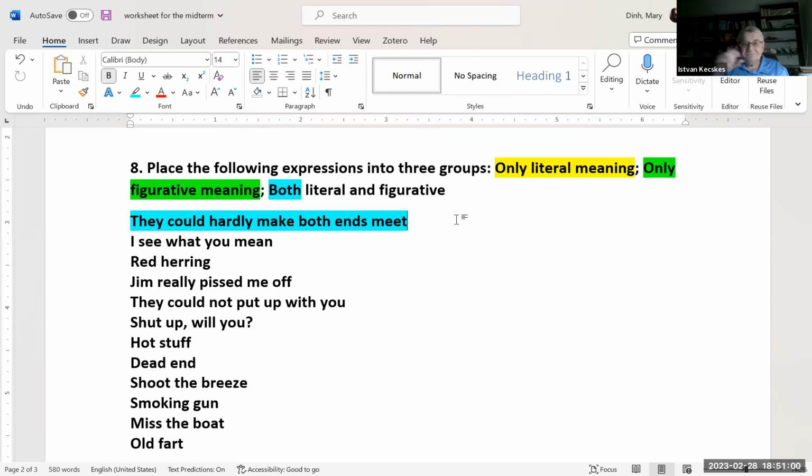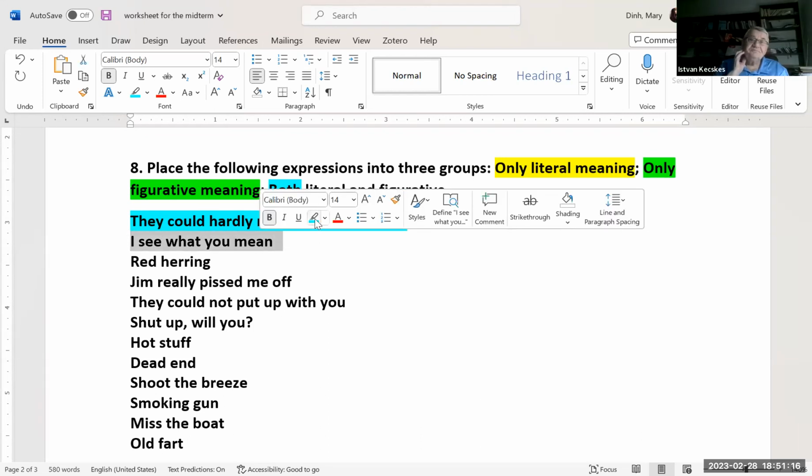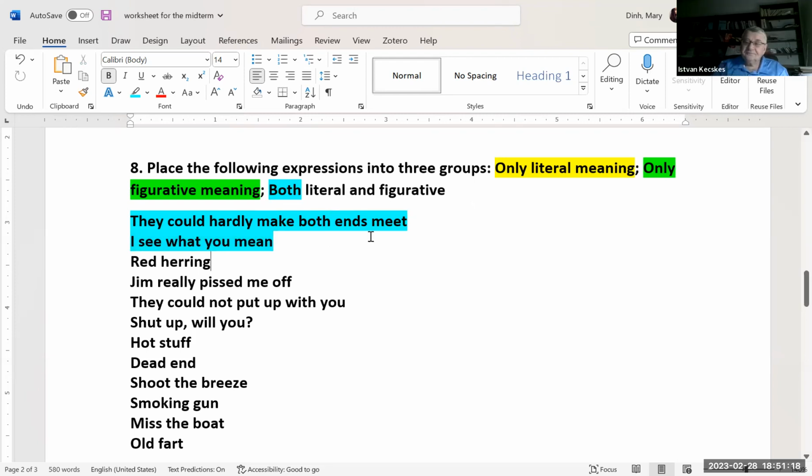I put it into the third one, both literal and figurative meaning, because see can be understood as to see something, and also it can mean understand something. Yeah. All right. Red herring. Yoonhee. Yes, I said both. The third group.